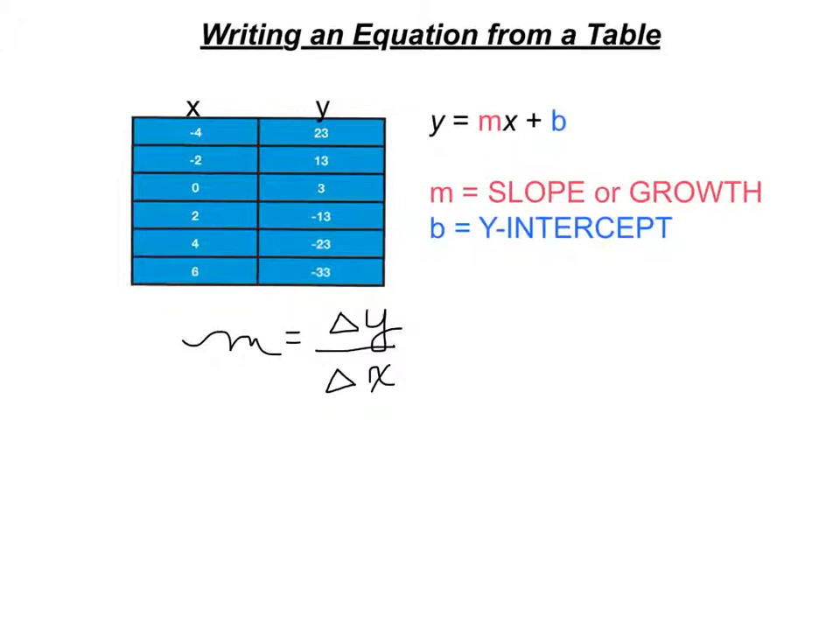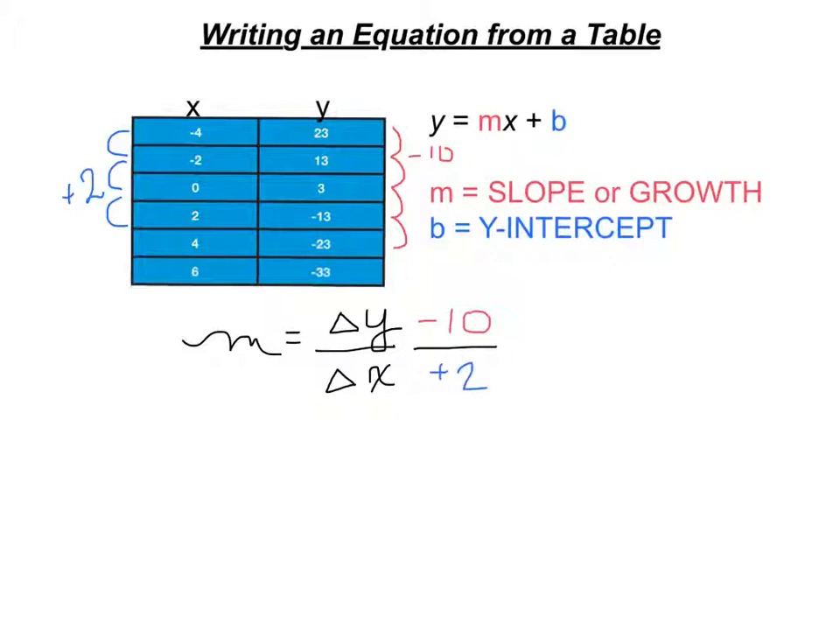So if we just start there, looking at your table, how do your y values change? If you notice, you go from 23 to 13 to 3, so on and so forth, each time going down by 10. That would mean that your change in y is a negative 10. Now if you look at your x values, you start with a negative 4, go to negative 2, 0, so on and so forth to the end, each time you are adding 2. So your change in x is a positive 2.